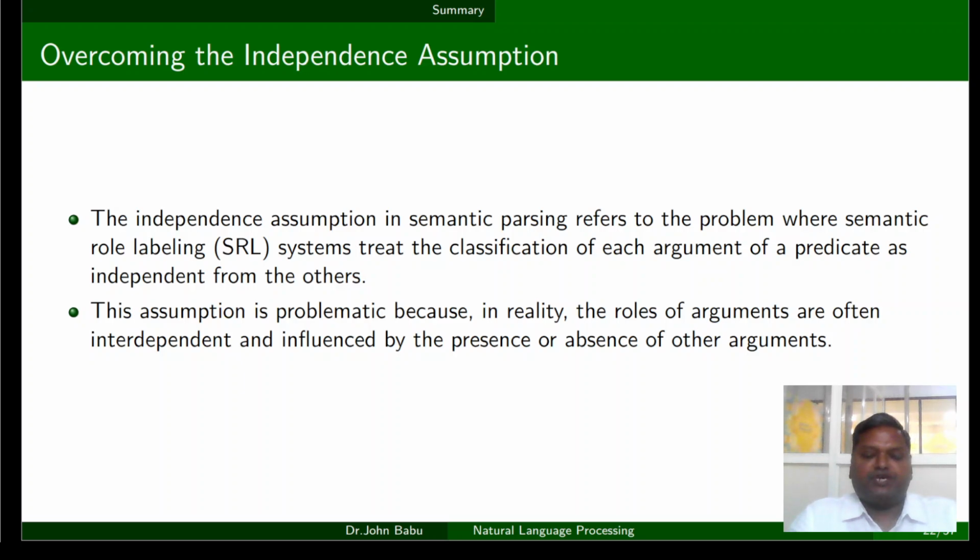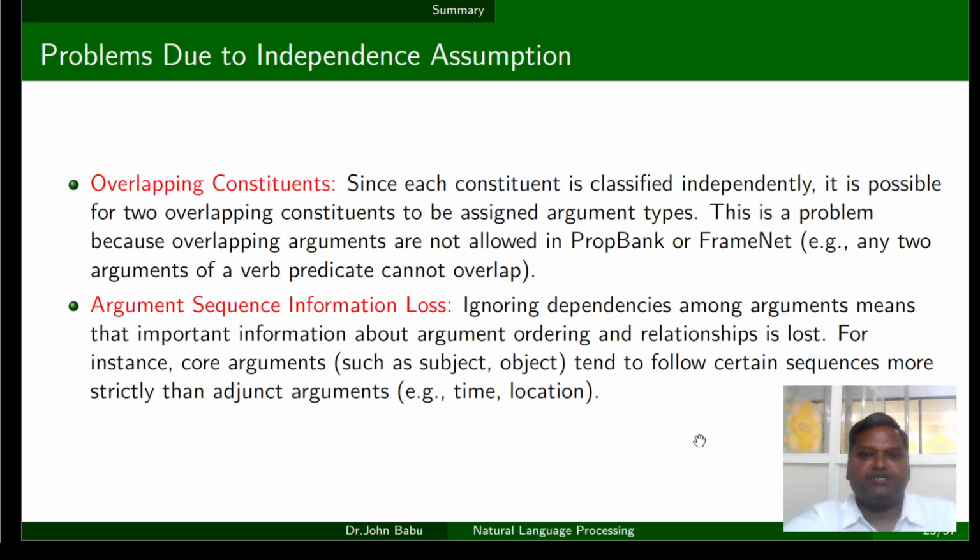Actually, this assumption of independence is problematic, because we know that in a sentence, in a language, the arguments are not independent of each other, but they are dependent on each other and they provide much information, something like location, the time, the number. This information will be given by the arguments. So we cannot assume totally that it is completely independent.